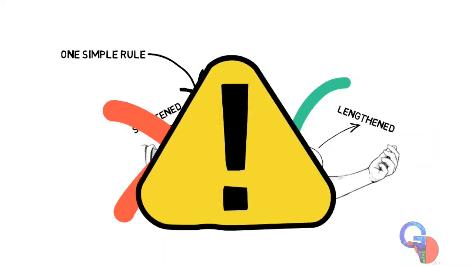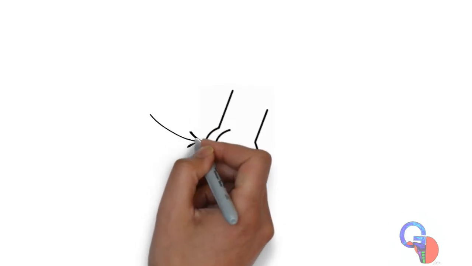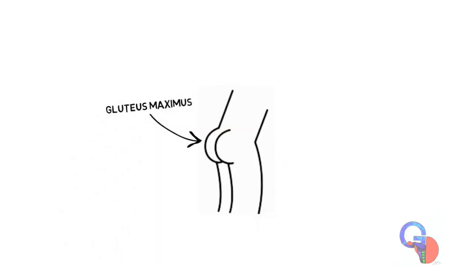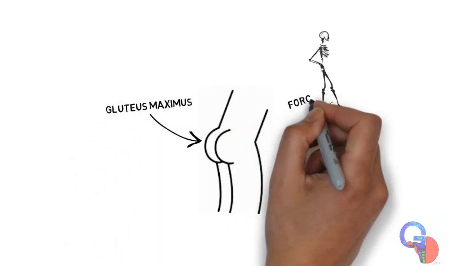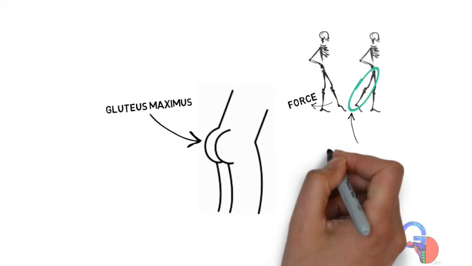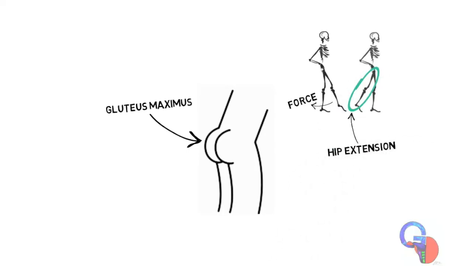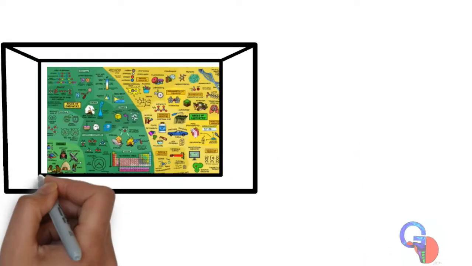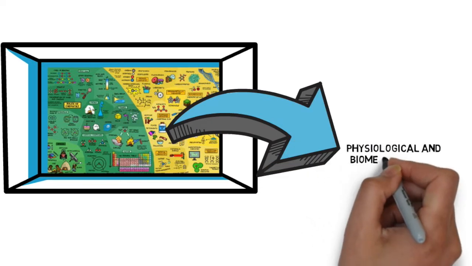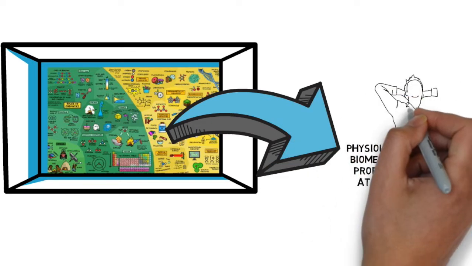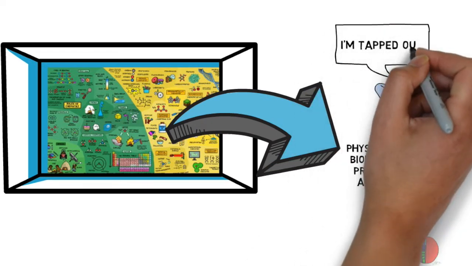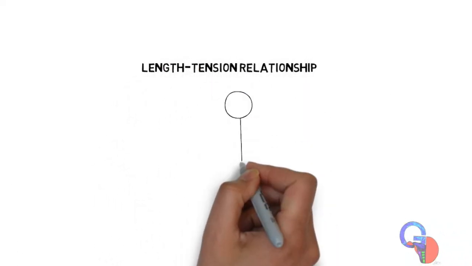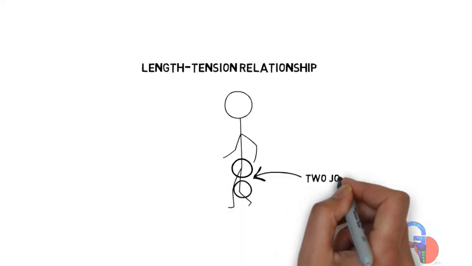I would caution that this may not be true of all muscles. The gluteus maximus, for example, appears to be best suited for producing hip extension force when the hip is in an extended position, meaning that the muscle works best in a shortened position. There are undoubtedly other physiological and biomechanical properties of muscle at work that can explain this variance, but we will spare ourselves from digressing. I believe that this length-tension relationship becomes more important to understand when addressing two joint muscles.